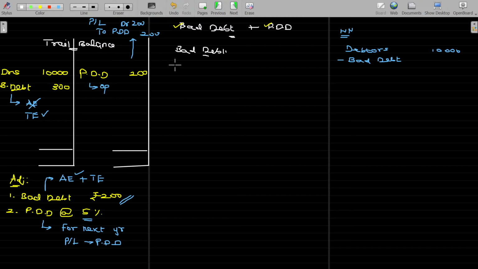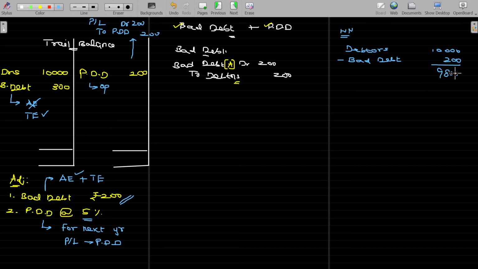Number 1. Bad debt account debit to debtors account, value being 200 rupees. Remember, this is the bad debt given in the adjustment. For the bad debt given in the trial balance, the adjustment entry would already have been passed, so you don't need to worry about that. Only the bad debt given in the adjustment requires the entry, so I am passing that. Because of this entry, debtors is credited by 200. The debtors balance will decrease by 200 rupees. I am doing that here.